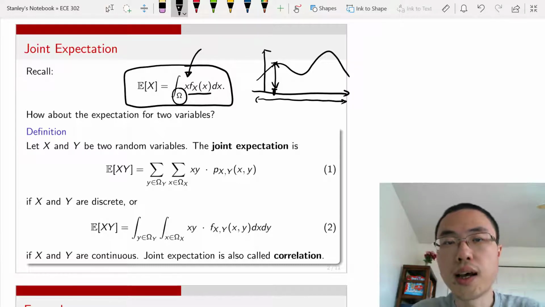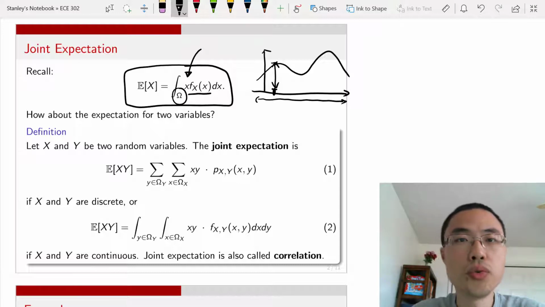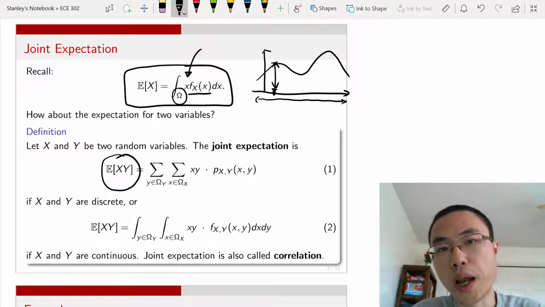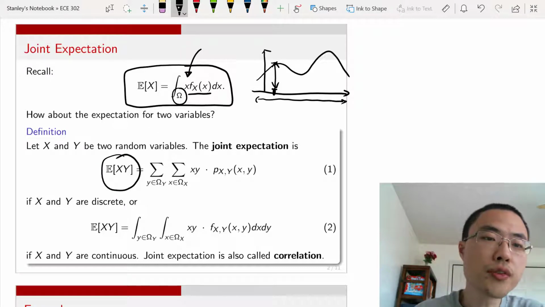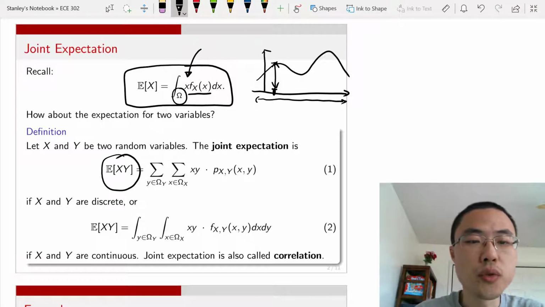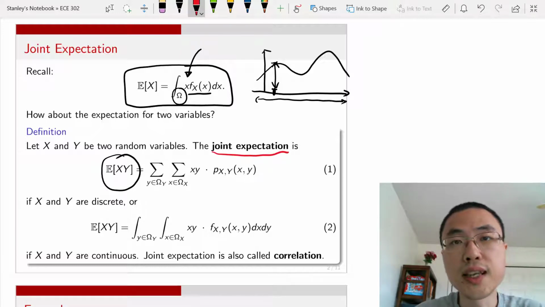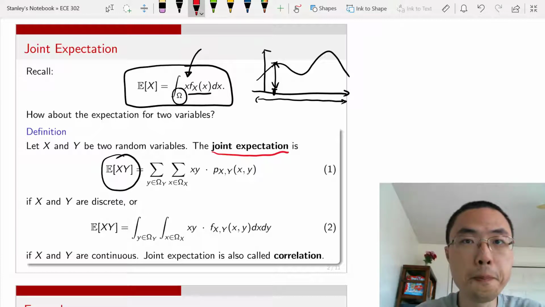We ask, how are we going to generalize this concept of expectation to two variables? In particular, how are you going to define the expectation between X and Y? It turns out that the expectation for X and Y, or what we call the joint expectation, is defined as the expectation of X times Y.